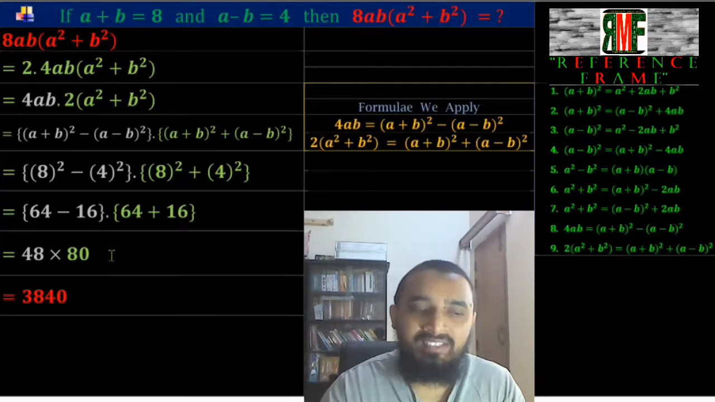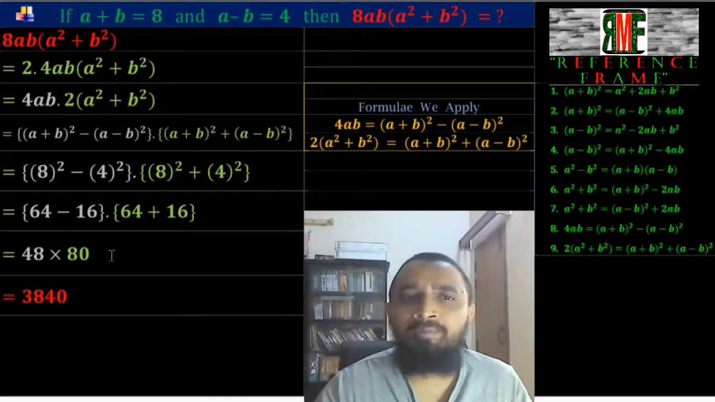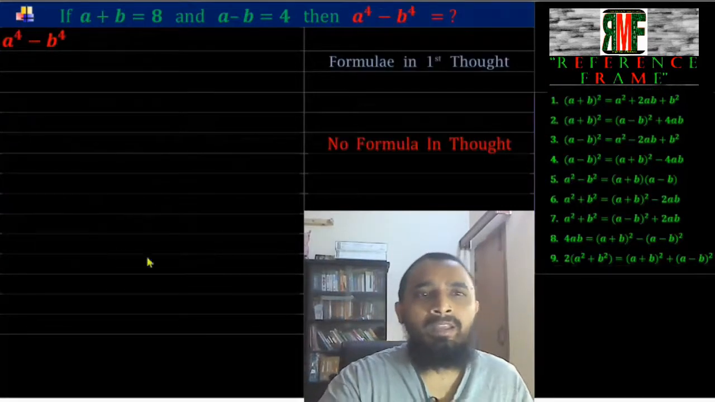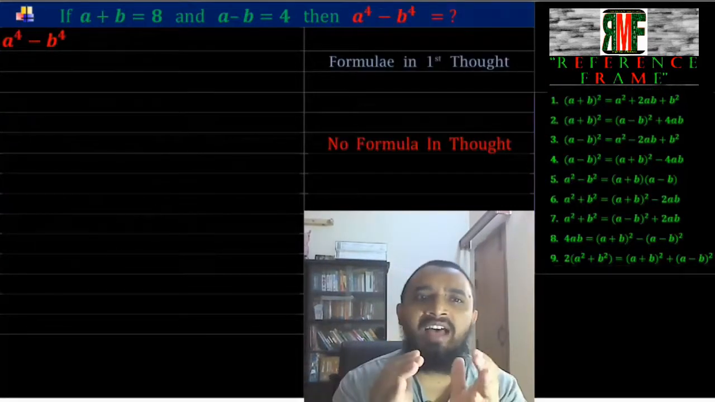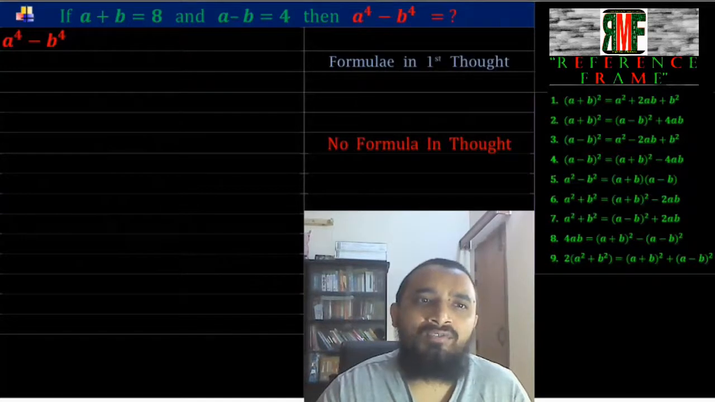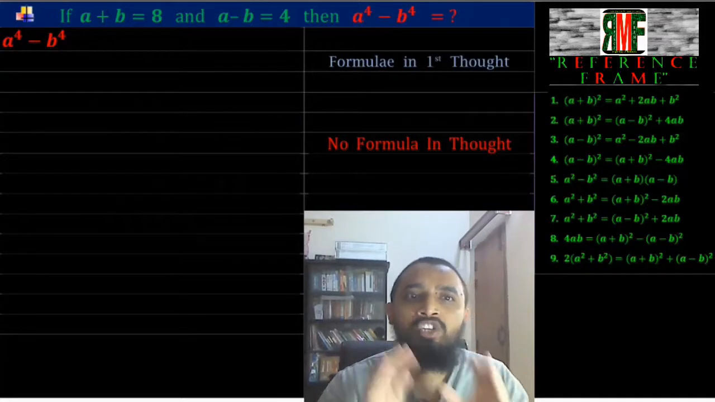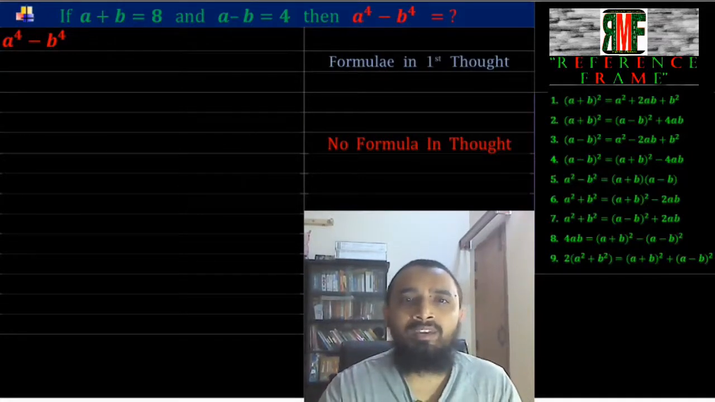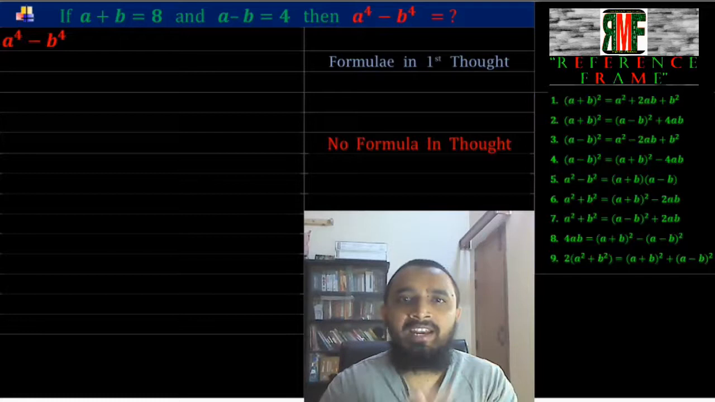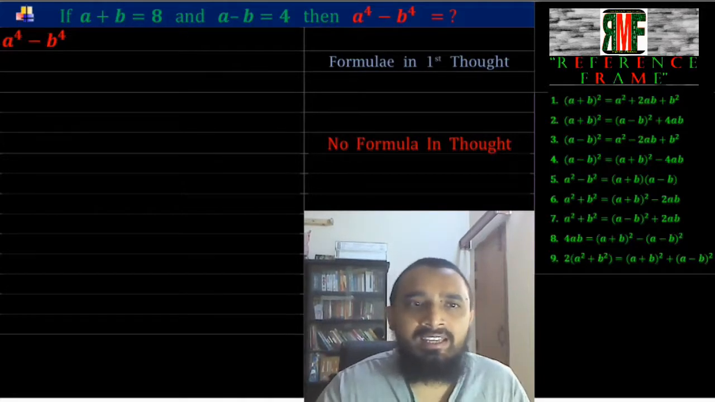That means we have reached our destination. Let us move to our next problem. Look here, the same given values. This time we are asked to find the value of a to the power 4 minus b to the power 4. It should be mentioned that we can use the values of a plus b and a minus b. So let us think, how can we solve it?